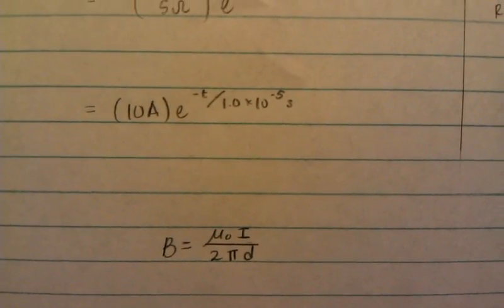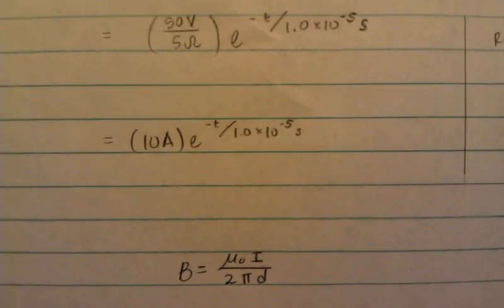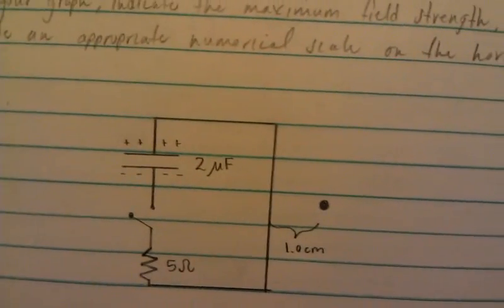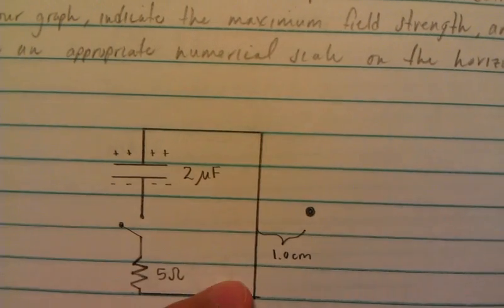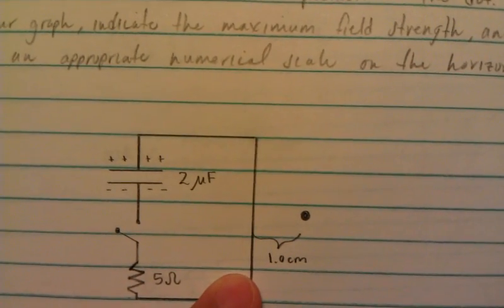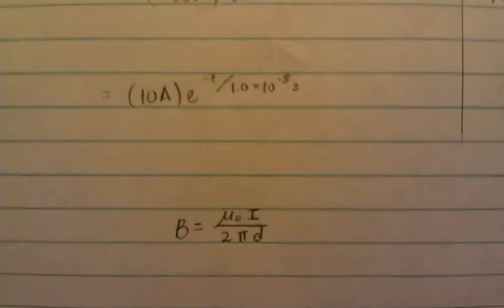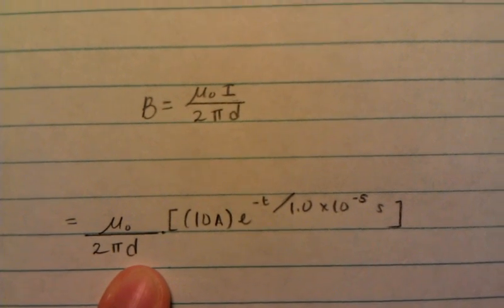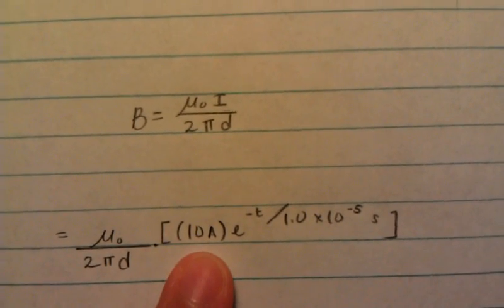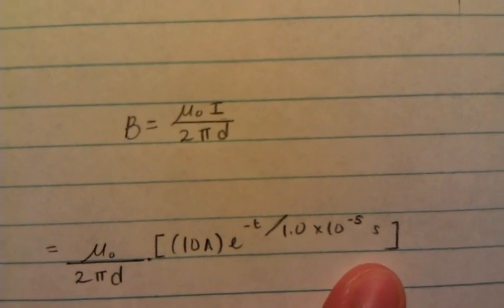And for a magnetic field, we'll be using the equation for magnetic field given off by a wire, because the magnetic field strength felt at this point will be given off from this wire of the circuit. And so that'll give us mu naught over 2 pi d times what we found for current earlier, which was 10 amps times e to the negative t over 1 times 10 to the negative 5 seconds.